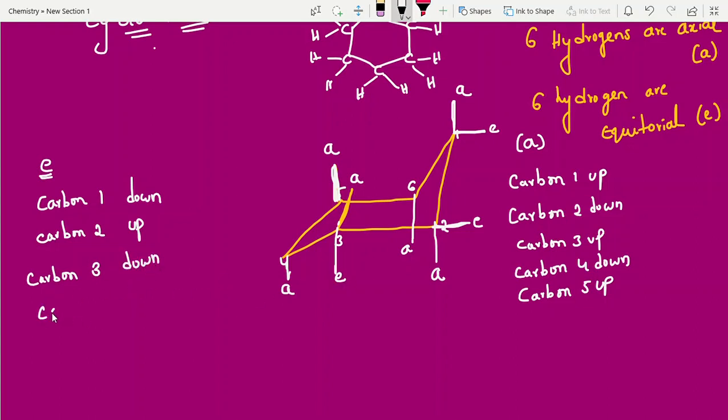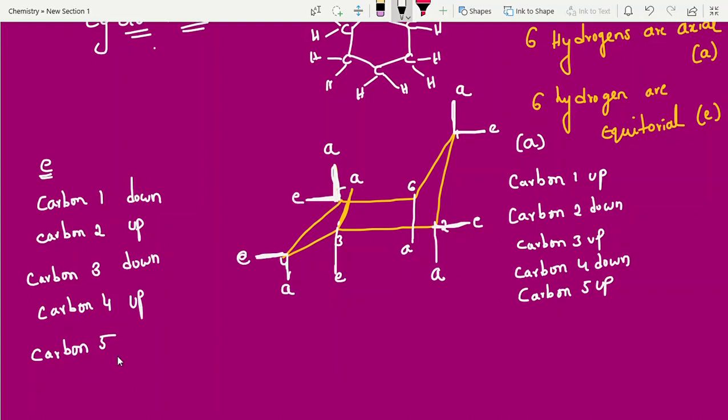Next carbon 4. Carbon 4 up. This is down you have written. Up means side. Like this we are writing. This is up. Equatorial. Now next one carbon 5. Carbon 5 here you have written up. Right. Now this is down like this. Parallel to this one. This is equatorial.